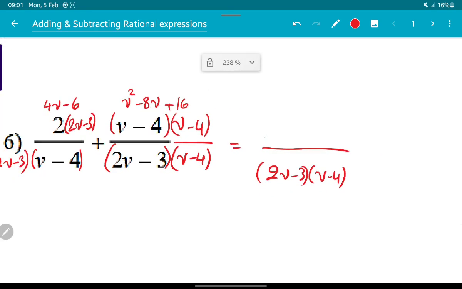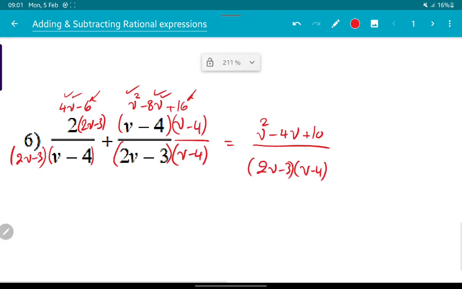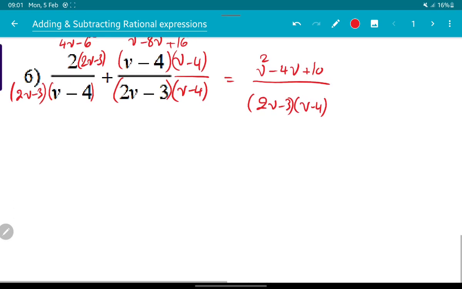Now you can add v squared. 4v minus 8v is negative 4v. Then negative 6 plus 16 is positive 10. Again, you can expand or you can leave it. If you can factorize this to get a common factor and you cancel, go and factorize.